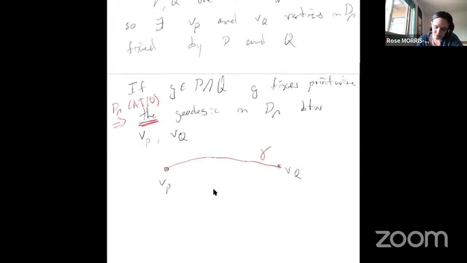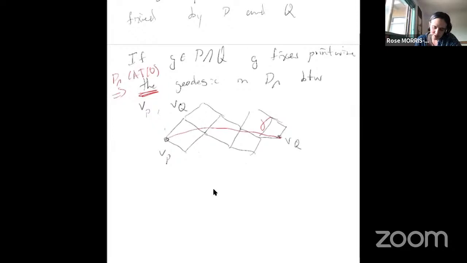All right, I'm talking about this geodesic. This isn't an edge path, this is just a line. It might go through the middle of some cubes. Right? Maybe let's draw some cubes here. There's some cubes. I didn't do a good job of making them end on a vertex, but that's okay. So first I have that G fixes this red line.